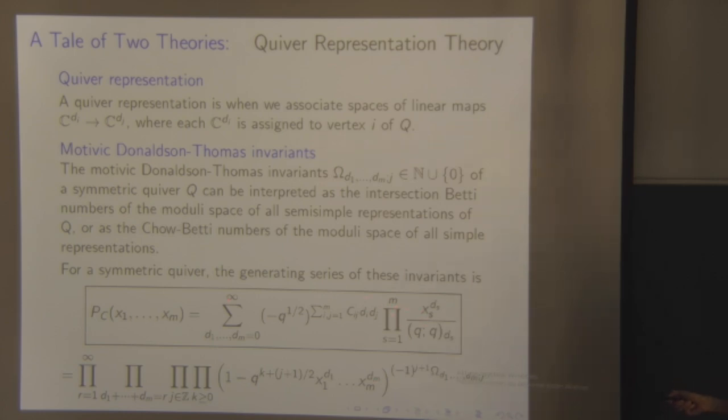It happens, and this is an important fact related to the LMOV invariants or Donaldson-Thomas invariants, that this series can be rewritten in an infinite product form, where the exponents here are proven, at least for symmetric quivers, using homology arguments, to be positive integers if you take into account this weight factor.